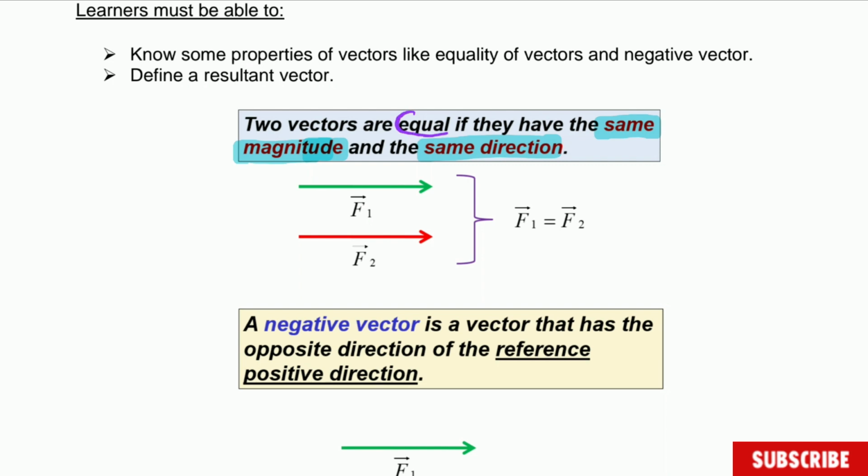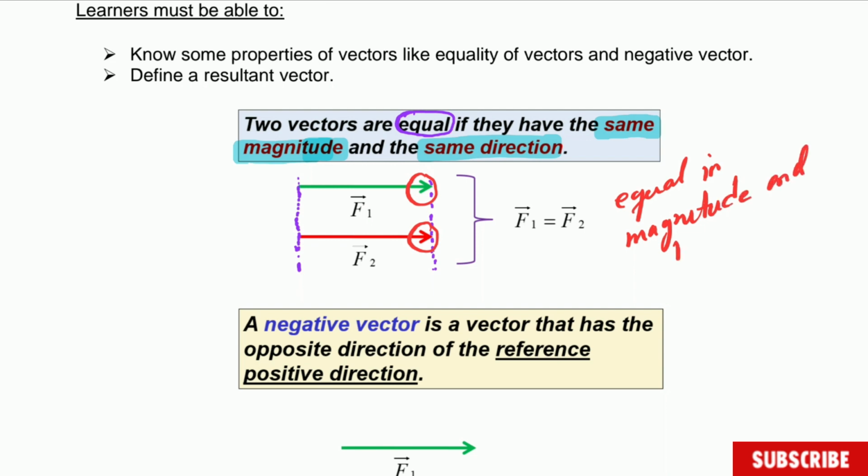Remember, we're talking about equal vectors. For instance, force 1 and force 2, because they have the same magnitude, and you can see it by the length of the vector, it means that those two vectors are equal in magnitude, and because they are pointing in the same direction, the vectors are equal in direction. So these vectors are equal in magnitude and direction. All right, so that is the first important note.